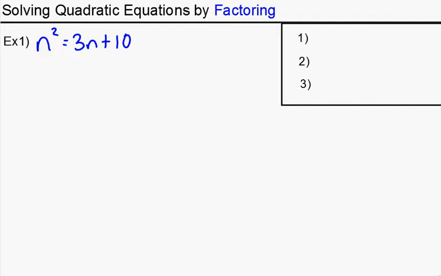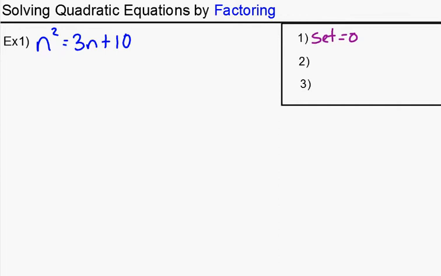Solving quadratics by factoring is a three-step process. We follow the same three steps every time we go about doing this. The first step, we want to make sure that we set our quadratic equal to 0. So we have to get everything, all the terms, to one side, and then we can move from there.